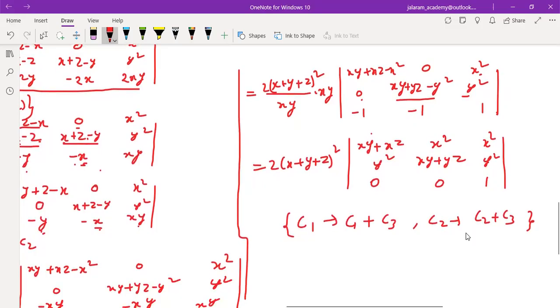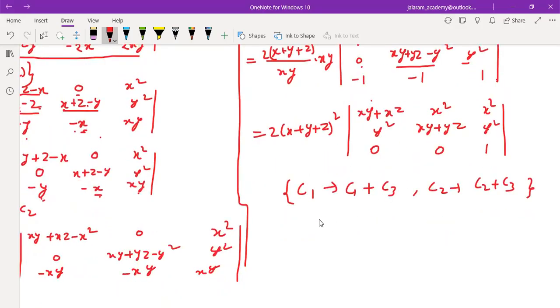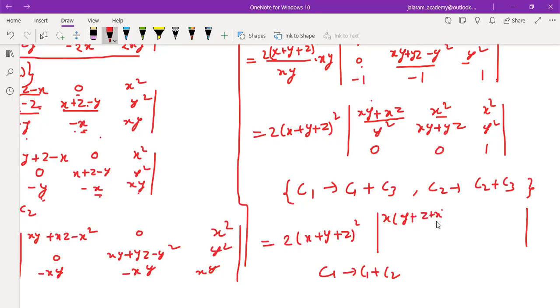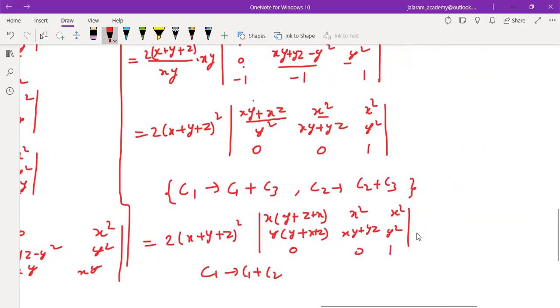Again, if we add C1 and C2, C1 is operated as C1 plus C2, xy plus xz plus x square will be there. X is common between the three, so x plus y plus z. In second, y square plus xy plus yz, y is common between the three, so it is y plus x plus z. Third is 0. Then x square, xy plus yz, 0. X square, y square, 1. Clearly x plus y plus z is now common in the first column.